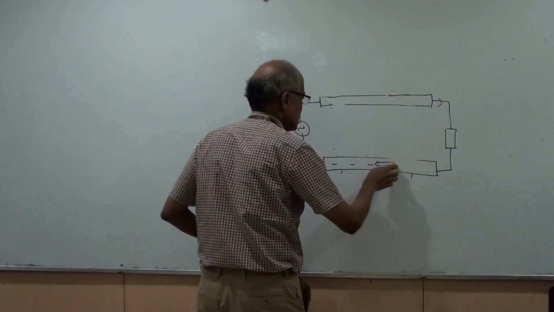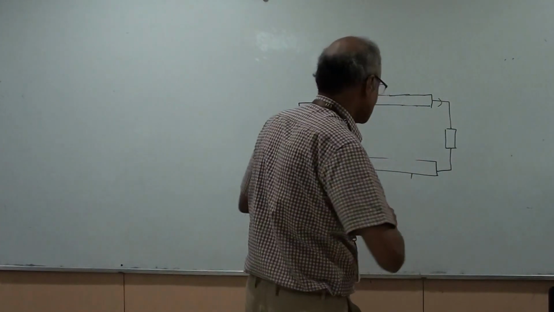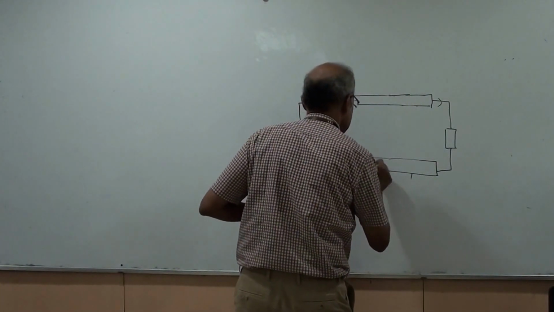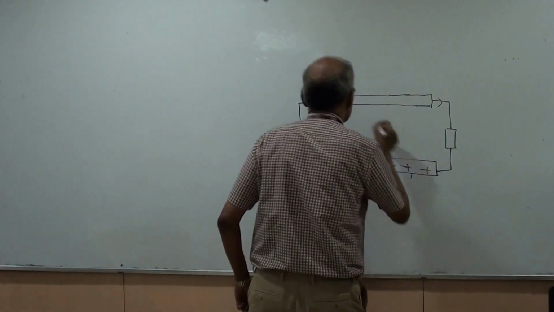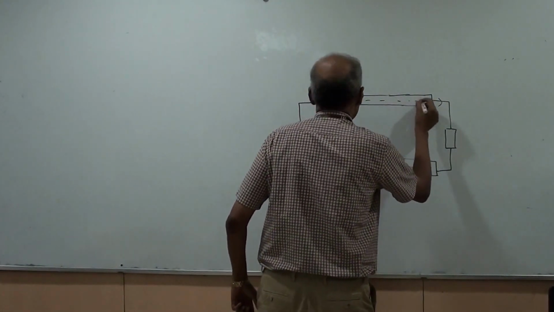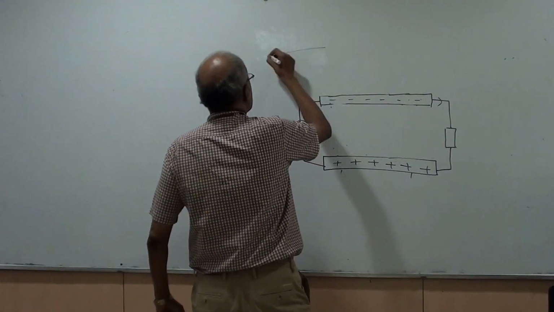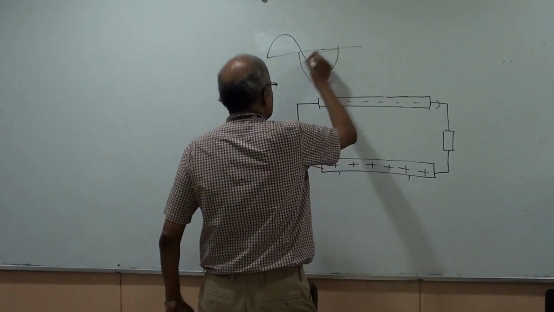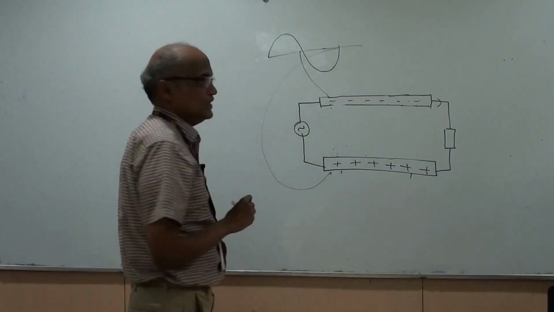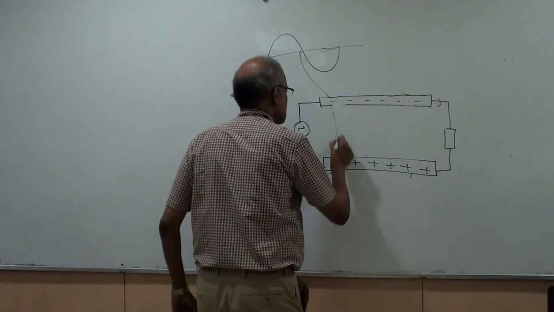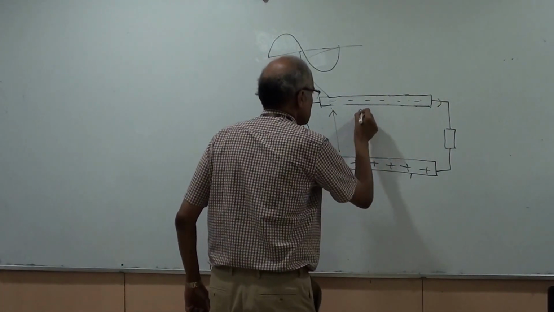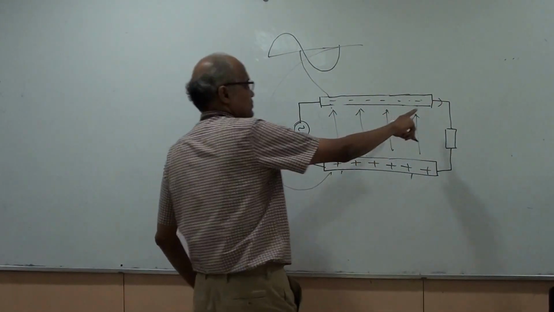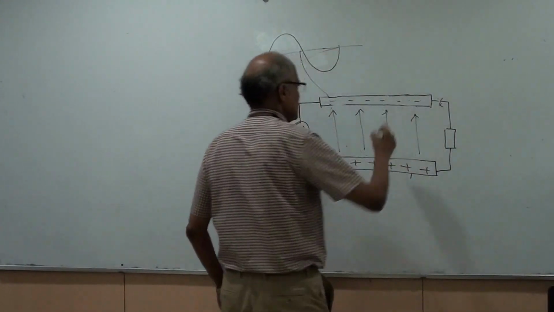Now in the negative half cycle, the electric field's polarity will change. So this will be the polarity of the electric field after the first half cycle. From this moment to this moment, this will be the polarity of the plate. Therefore, the electric field will be reversed, and the current flows in the opposite direction.